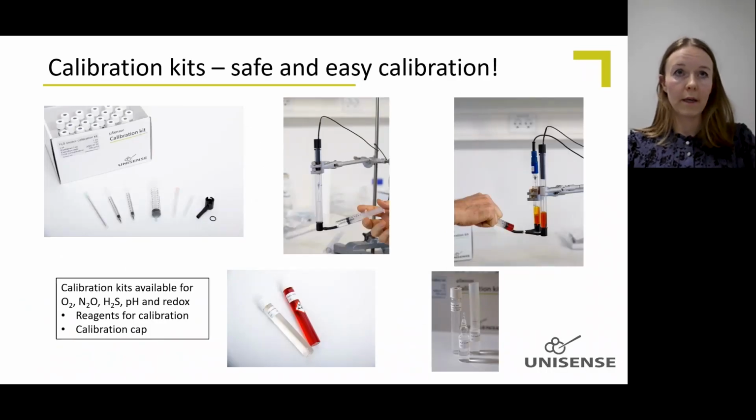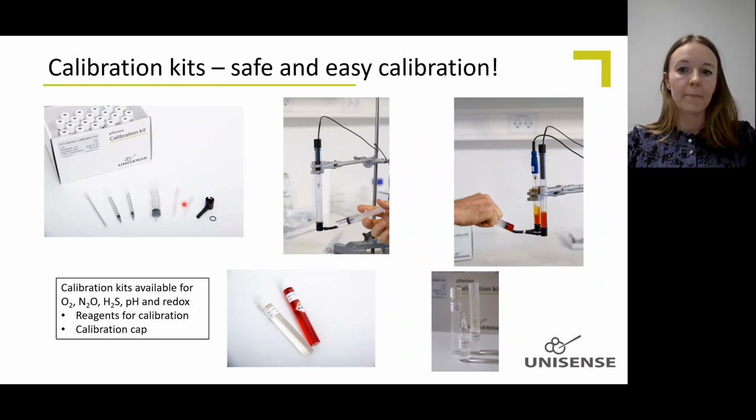We sell calibration kits for oxygen, nitrous oxide, hydrogen sulfide, pH, and redox. And the calibration kits contain the reagents for the calibration. They also contain this calibration cap that makes it very easy to perform the calibration.